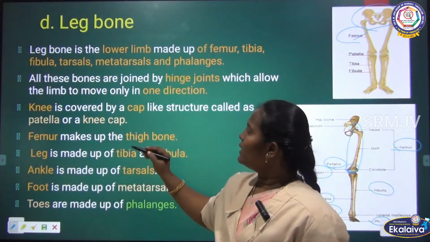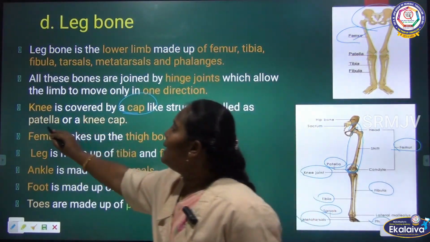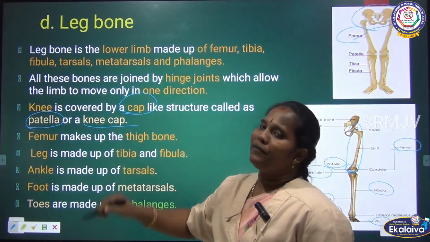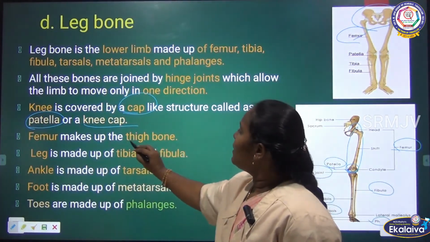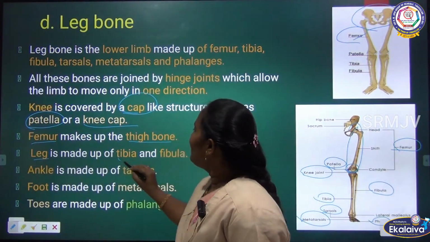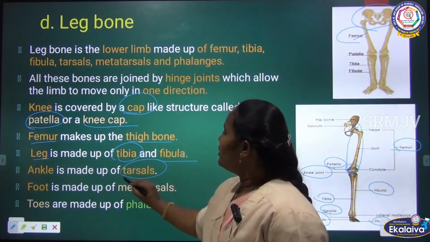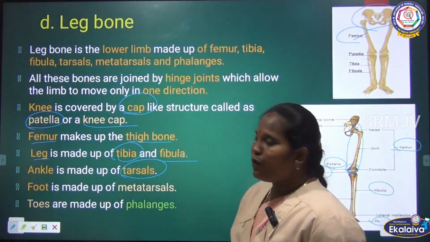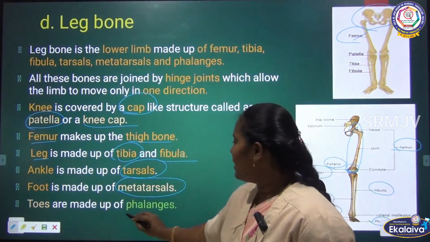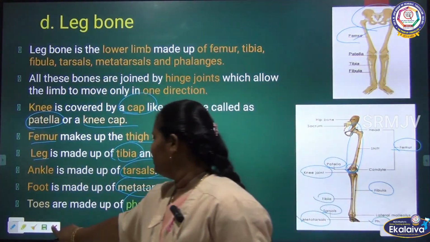You can see here, the knee is covered by a cap. This cap is called the patella or kneecap. Then femur, femur means our thigh bone. After that, the leg is made up of tibia and fibula. The ankle bones are called the tarsals. Our foot is made up of metatarsals. Our toes are made up of phalanges. This is the bones of our leg.